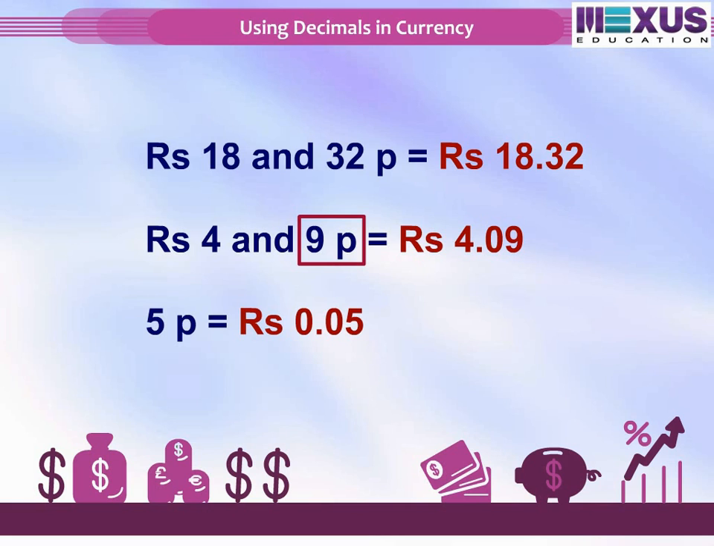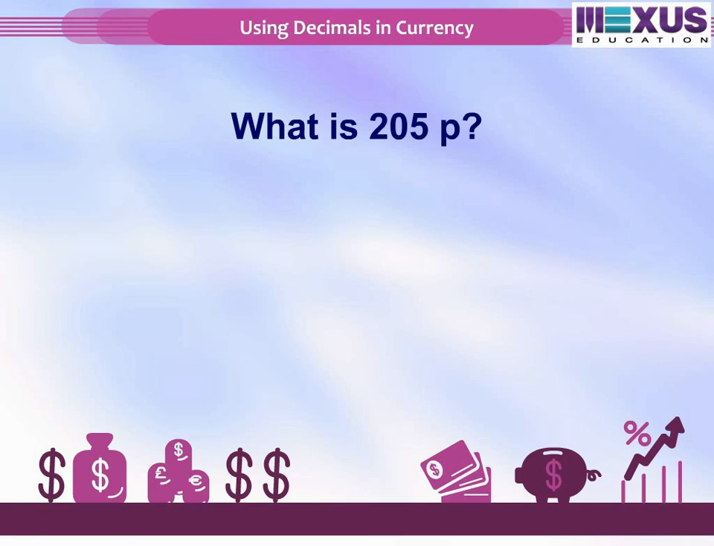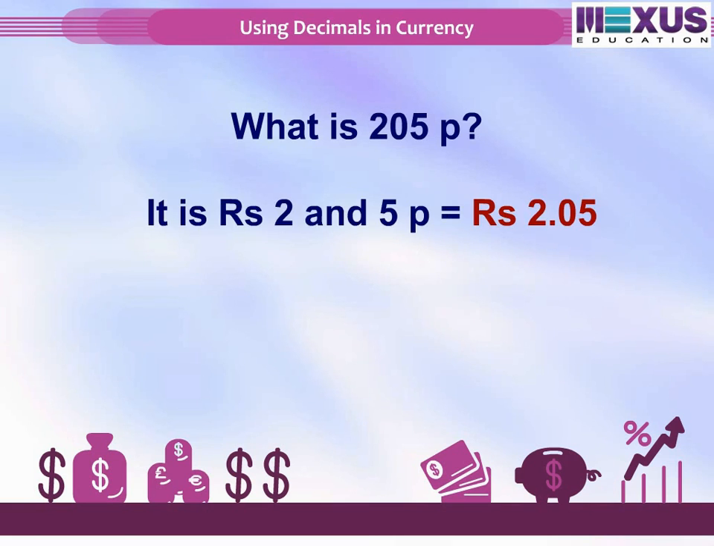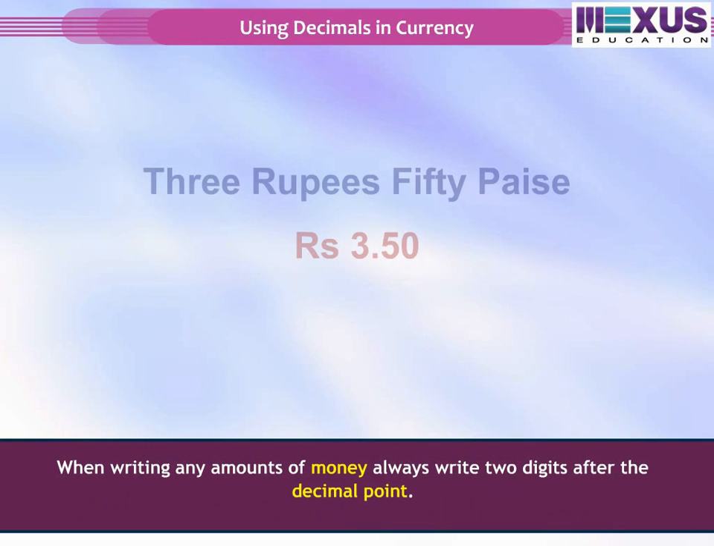Rupees 4 and 9 paise is equal to rupees 4.09, and 5 paise is equal to rupees 0.05. The rupees are written before the decimal point and paise after the decimal. Can you tell me what is 205 paise? It is 2 rupees and 5 paise, equal to rupees 2.05. When writing any amounts of money, always write 2 digits after the decimal point. For example, 3 rupees 50 paise is written as 3.50, not 3.5.